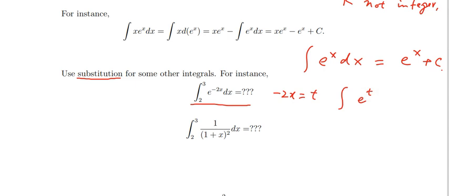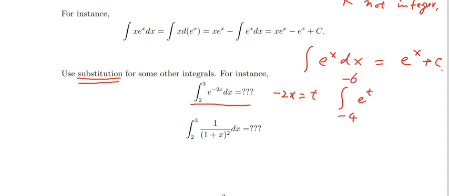So this we call a substitution. If we change x to t, then we need to change everything in terms of t. So for example, here the bound x from 2 to 3, then t, when x equals 2, is -4, right? And when x equals 3, it's -6, right?